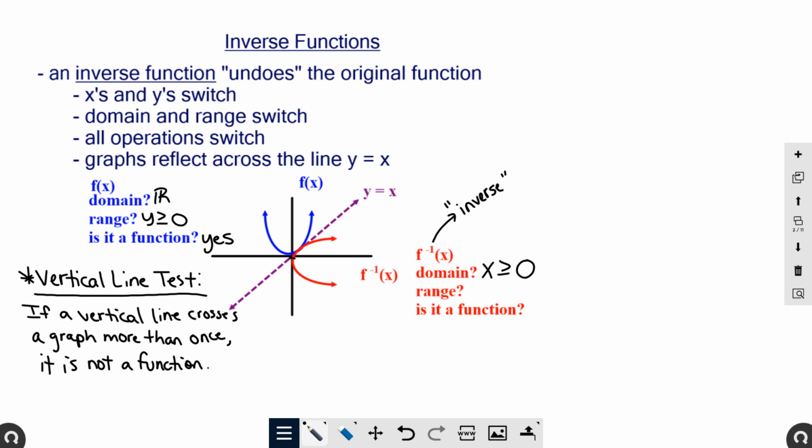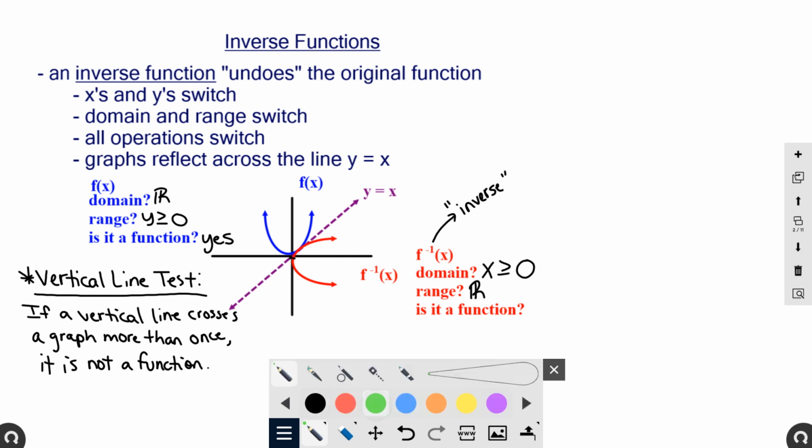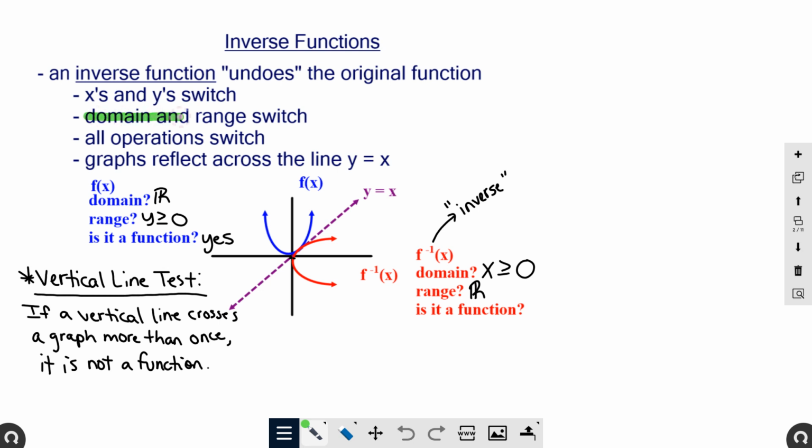Now, range is how far the graph goes up and down. Remember, we said the parabola gets wider as it goes up. So if it's laying on its side, it's still going to get wider, which means it's going to cover all the numbers because it's going to keep going up and out. So notice here, and it says it up here, the domain and the range switch.